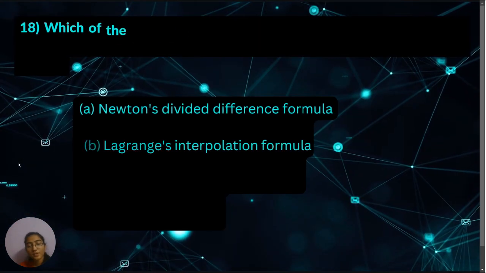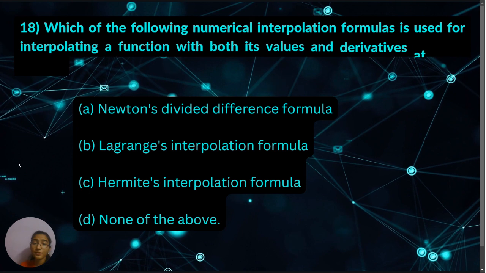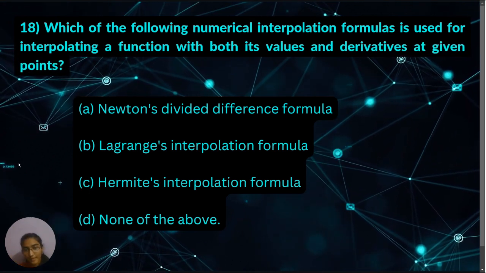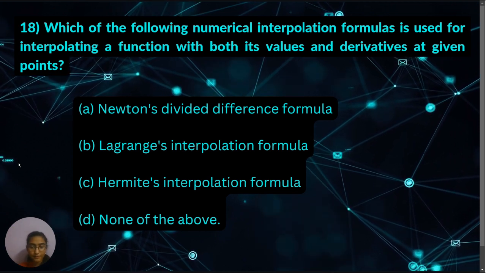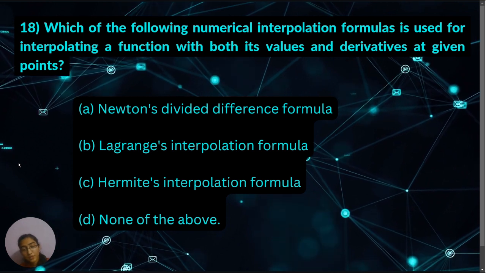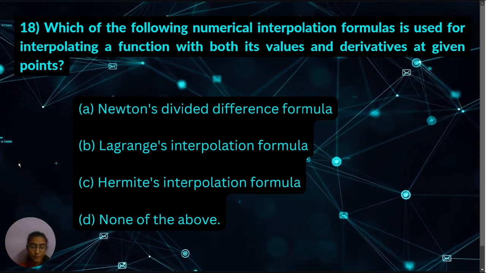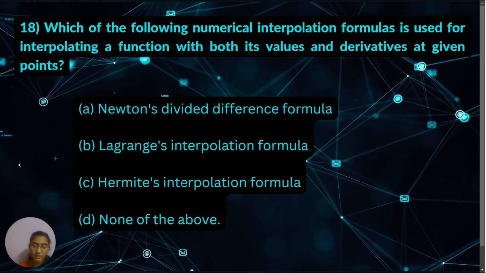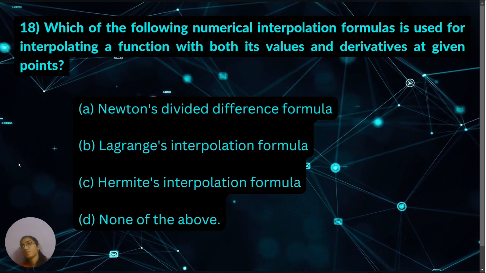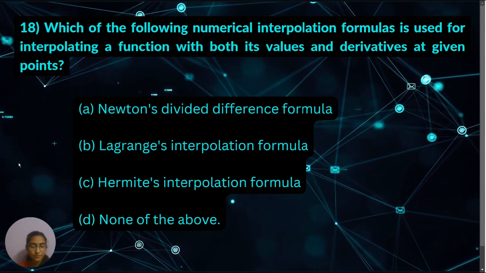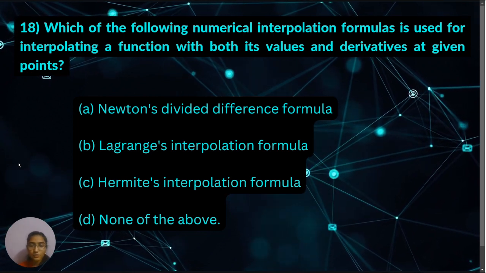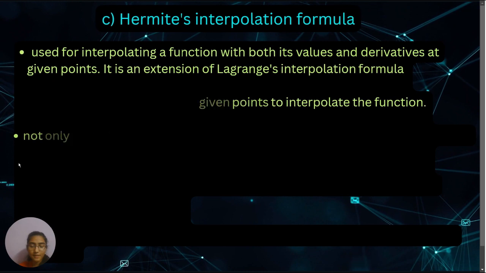The next question is, which of the following numerical interpolation formulas is used for interpolating a function with both its values and derivative at given points? A, Newton's divided difference formula, B, Lagrange interpolation formula, C, Hermite's interpolation formula, or D, none of the above. The answer is not obvious, we have not discussed this question. So let me briefly introduce and explain it and introduce a new concept. The answer is C, Hermite's interpolation formula.